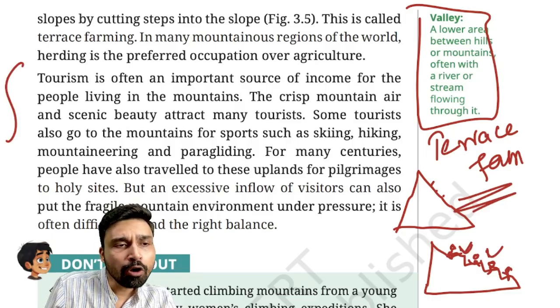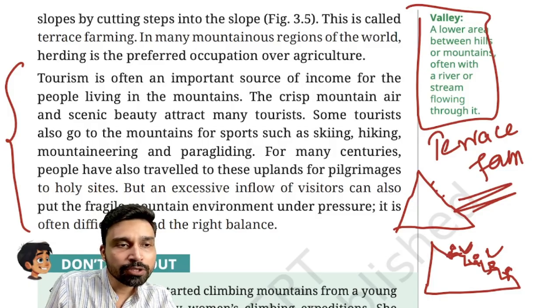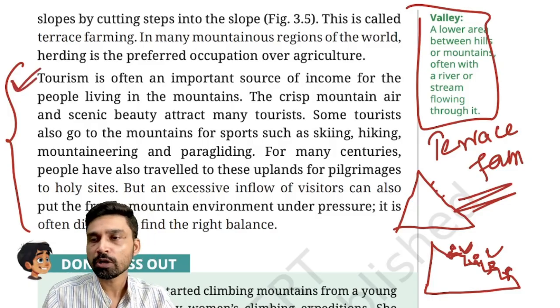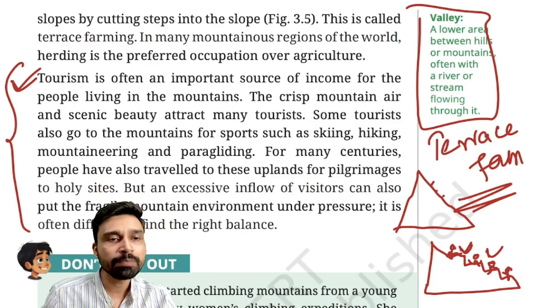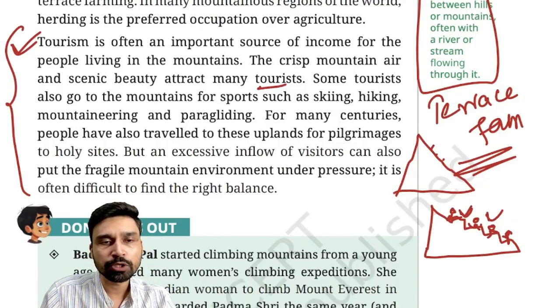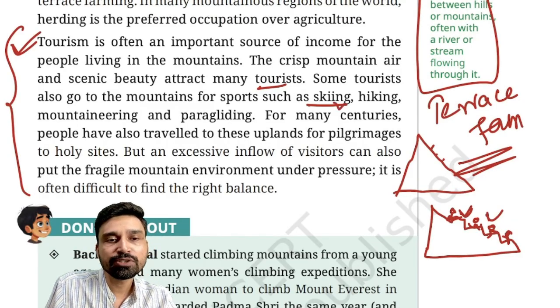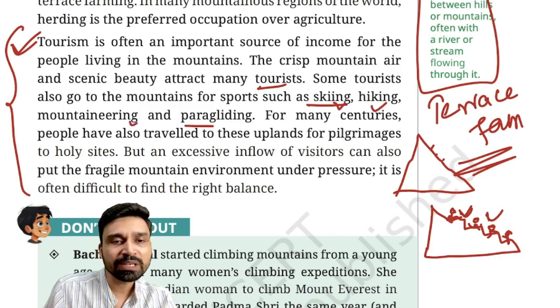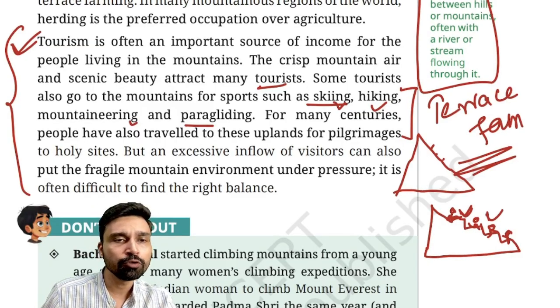Apart from that, mountains offer various other ways of earning a livelihood, and one of the major activities is tourism. Tourism serves as an important source of income for people living in the mountains, and especially in the Himalayas, because it offers such scenic beauty. It attracts a large number of tourists. A lot of adventurous activities people can do here, for example, skiing, hiking, mountaineering, and paragliding. Many people who want to participate in such adventurous activities throng toward the mountains, and this also acts as a source of livelihood for the people living here.